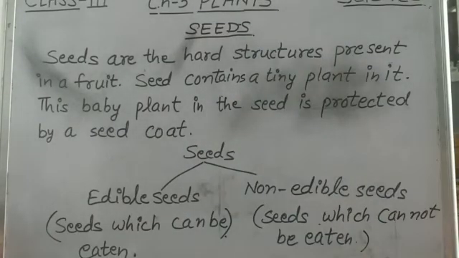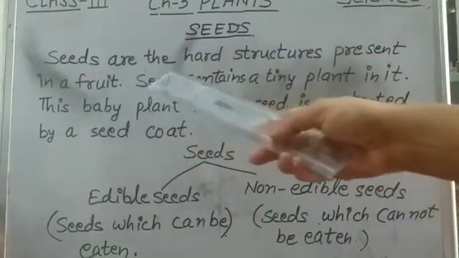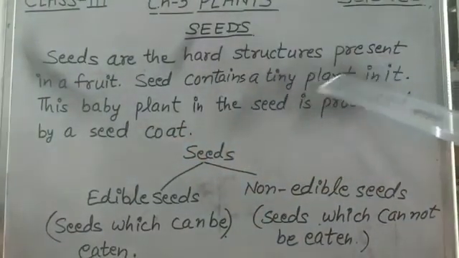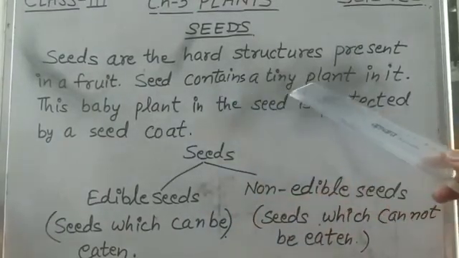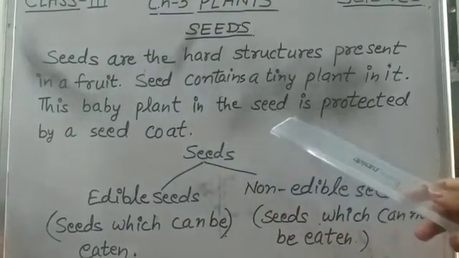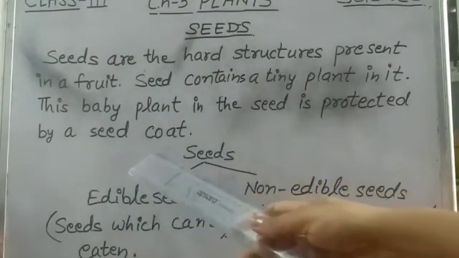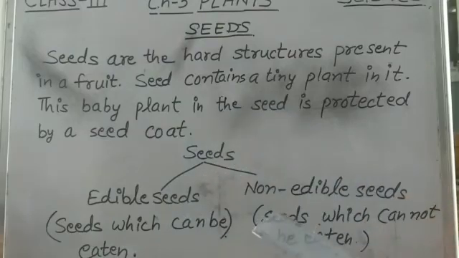Now, next part of the plant is seed. Seeds are the hard structures present in a fruit. Seed contains a tiny plant in it. This baby plant in the seed is protected by a seed coat. Now, the seeds are of two types, edible seeds and non-edible seeds.